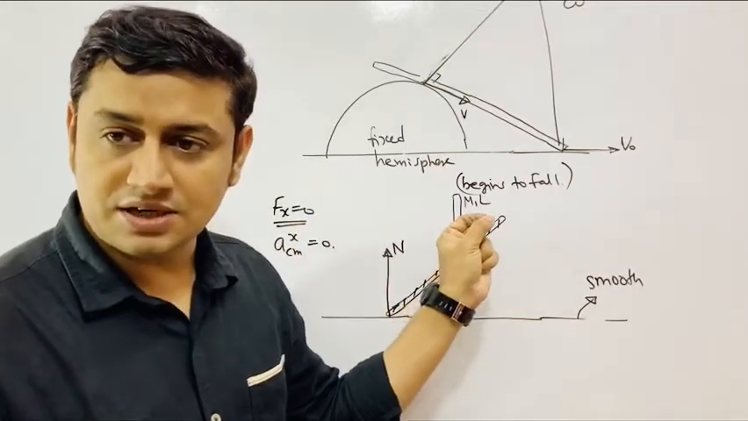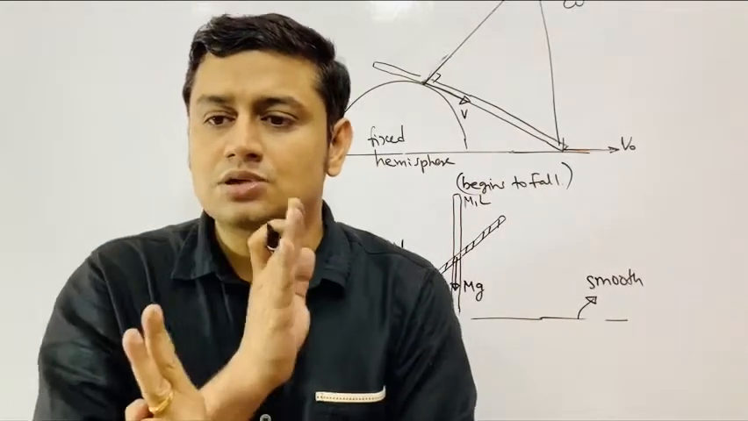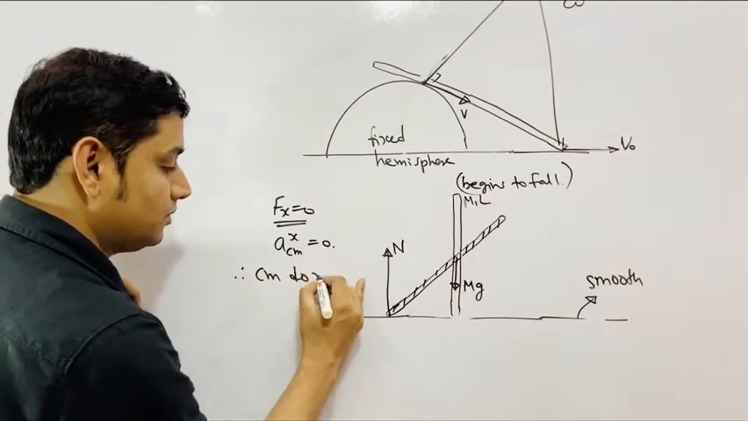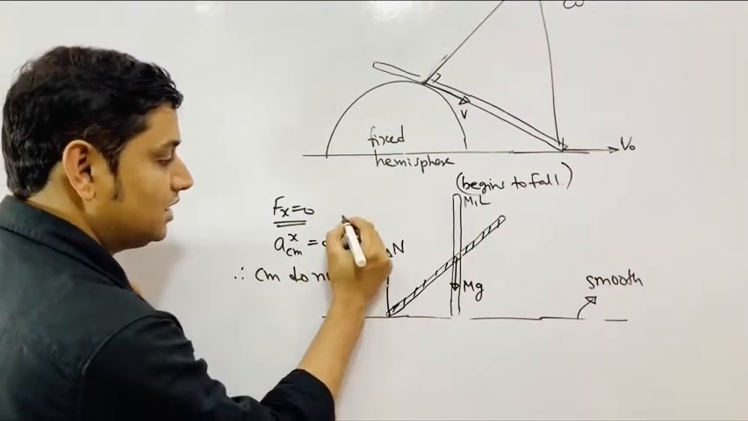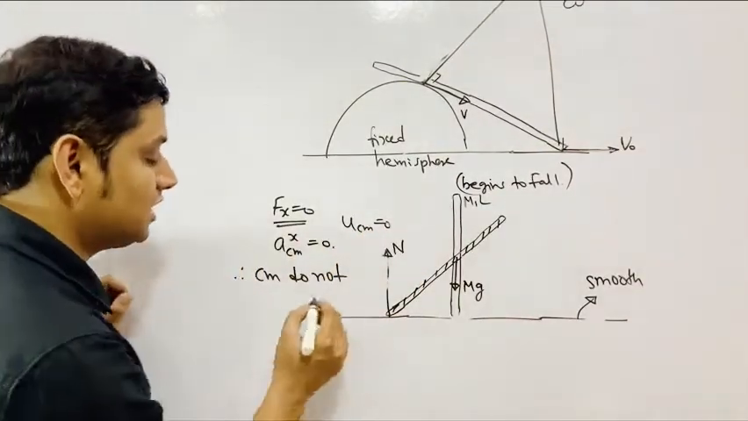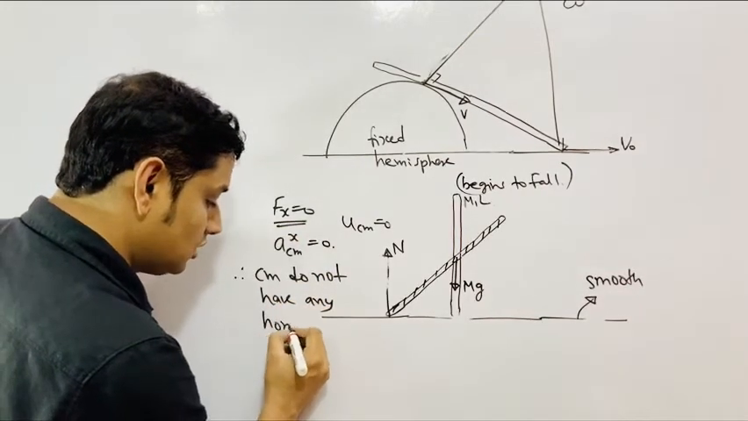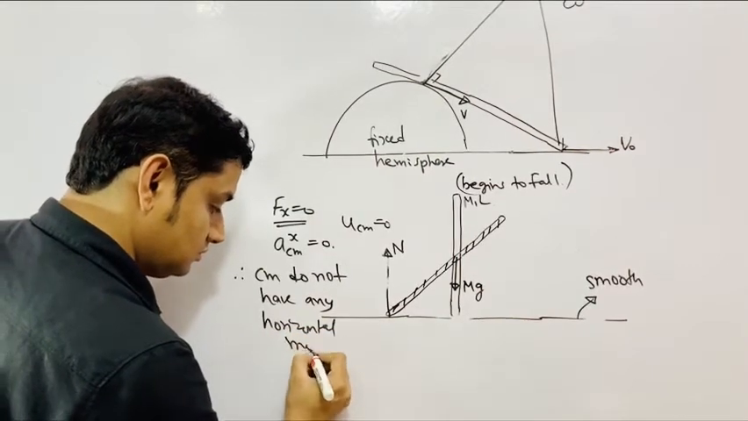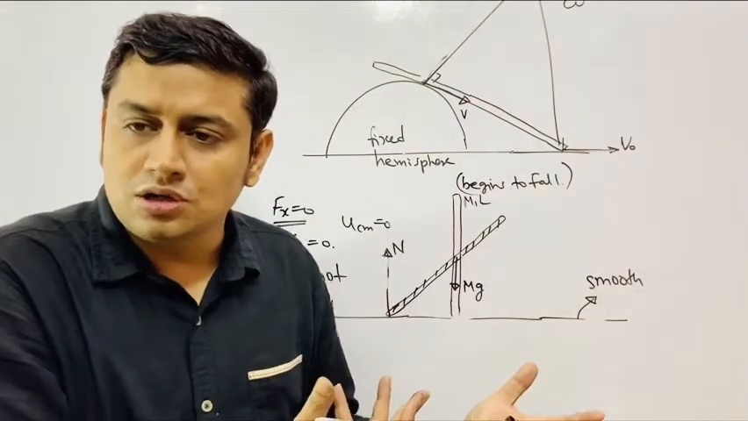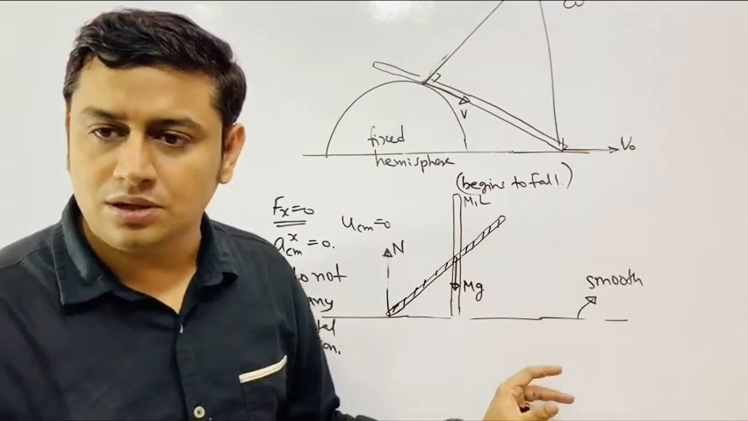Center of mass may accelerate downward, but it would not have any motion left or rightward. That means the center of mass does not move horizontally, because the initial velocity of the center of mass was 0 and along the x direction it remains 0. Initially the horizontal motion of the center of mass was 0. Who would create it? There is no one to create it. These forces cannot provide any component rightward.